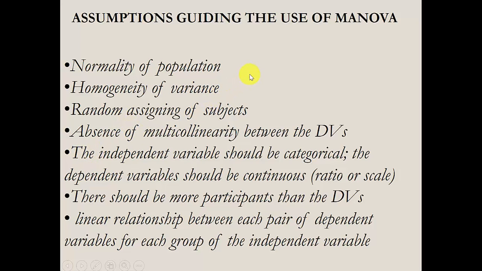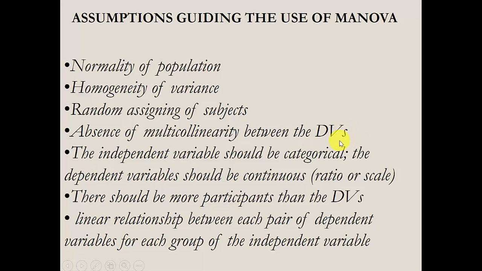Go ahead. Okay, sir. When we talk about the assumptions guiding the use of MANOVA, we have them on the slide. There should be normality of population, there should be homogeneity of variance. And one must always know that before you can consider the use of MANOVA, you must have the opportunity to randomize your subjects into different groups. So there should be opportunity of assigning subjects into different groups. And of course, there shouldn't be strong multicollinearity between the dependent variables.